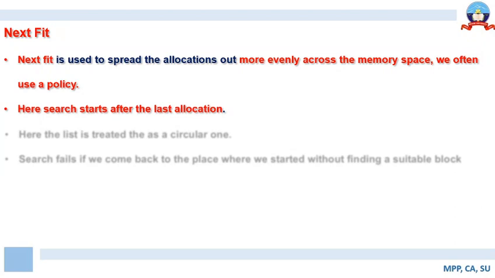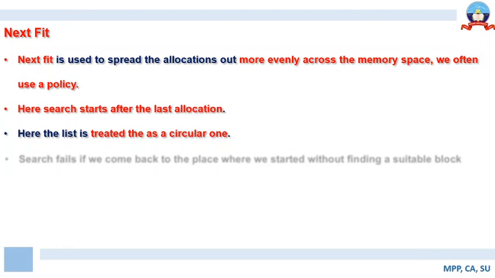In case of first fit, the search starts from the beginning of the memory address space. So in case of next fit, to have a more uniform distribution of processes over the memory space, we will start the search from the last allocation. In order to facilitate the ease of memory allocation, the list is considered to be a circular one. That means we will start from the last allocation and go in a circular manner and search for a block that is large enough to accommodate the process.